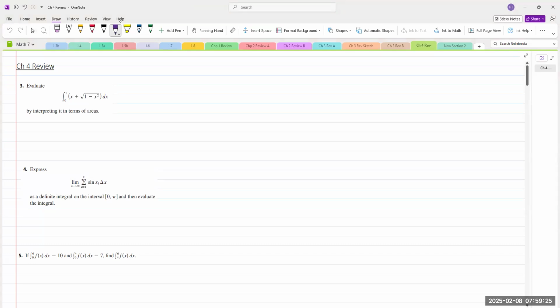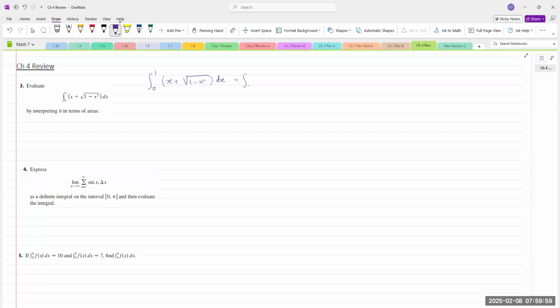Number 3, and I will circle the type of question that I don't think I will ask in my class, but some teachers may ask those kinds of questions. Okay, number 3, evaluate by interpreting it in terms of area. So this is equal to, maybe I rewrite it again, the integral from 0 to 1 of x plus the square root of 1 minus x squared dx.